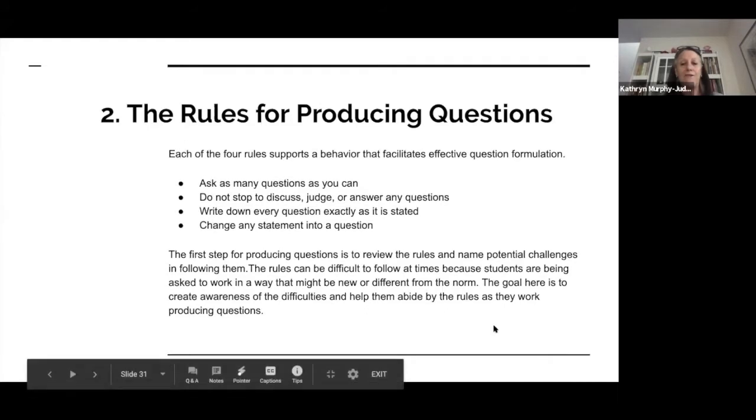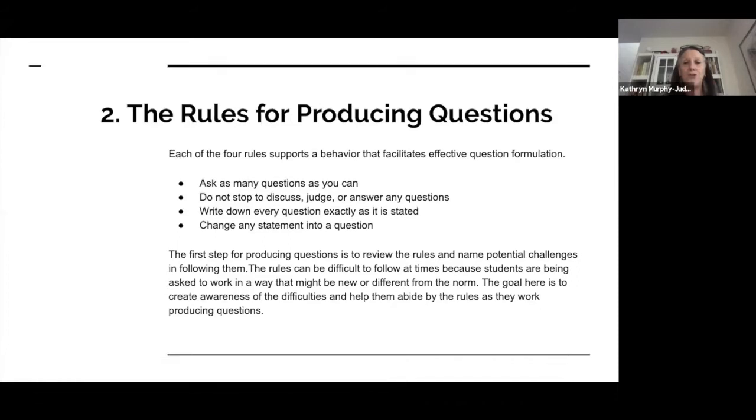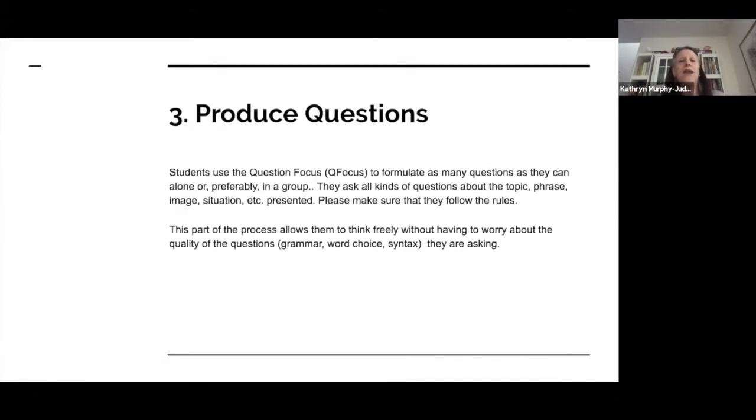So this is what you have to do to get to launch into a unit. They use the question focus. They produce a lot of questions. You have them thinking freely. They're not worrying about the quality of the questions. They're not looking at the grammar, the word choice, the syntax, and neither are you. They're asking questions. And then as they move on, they've produced the questions.